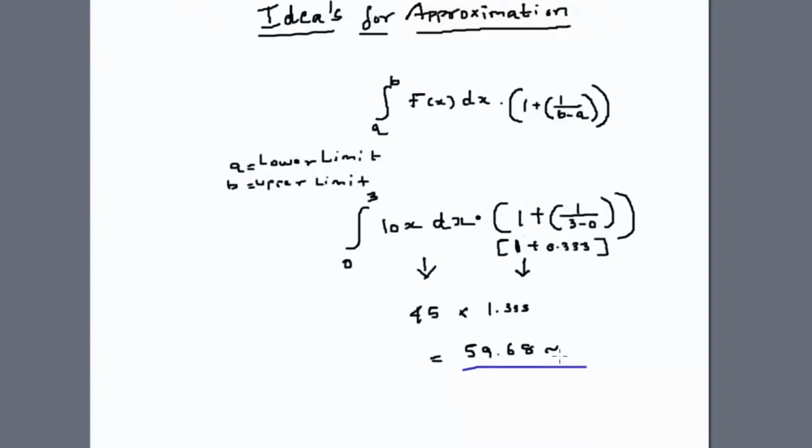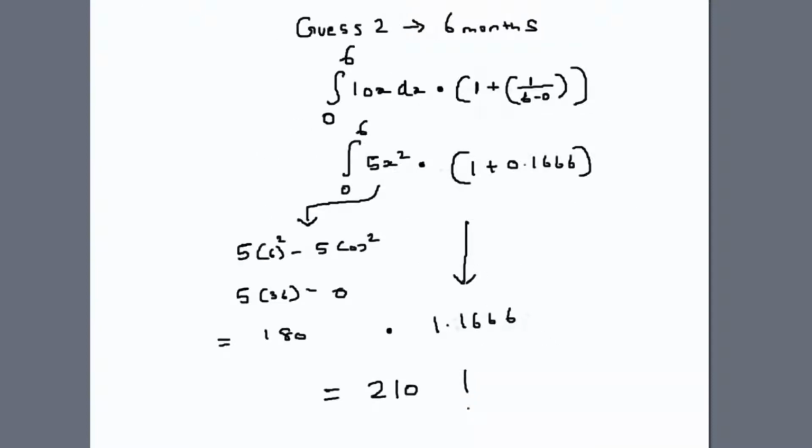Now let's try to increase the guess. So you're now going to get a skateboard for $60. So let's see, guess number 2, you say 6 months. You apply the same thing. Your lower limit remains 0 and your upper limit is 6. Then you apply the function 10x dx, then you apply the approximation factor. This is the same thing, 5x squared, and then 1 plus 0.1666 because now it's become 1 by 6.